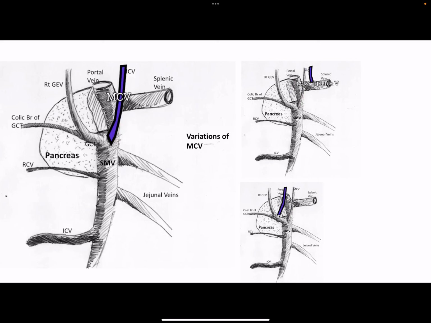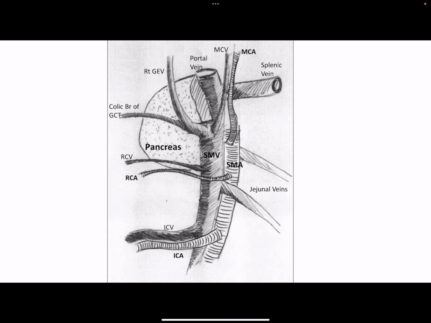Like here in the picture, it is said that is the classical variant of the middle colic vein, which is draining into the superior mesenteric vein. But here we can see the middle colic vein is draining into the splenic vein. Or here we can see the middle colic vein is draining, this is the middle colic vein, this is draining into the GCT. So different variations may happen in a patient.